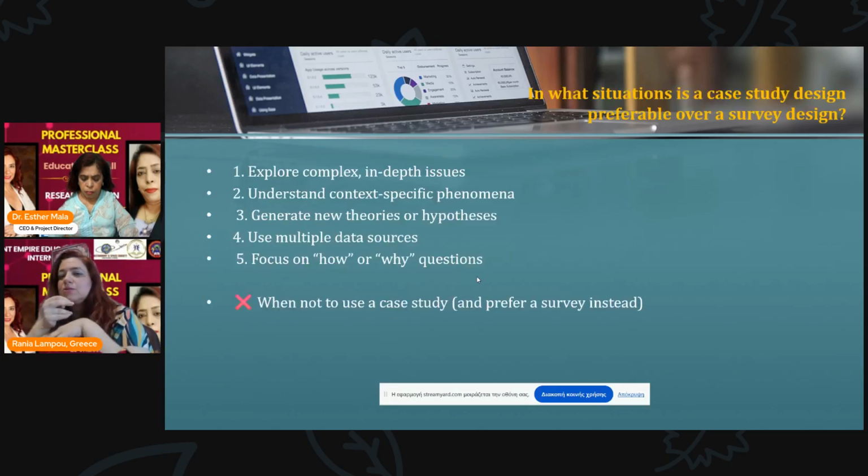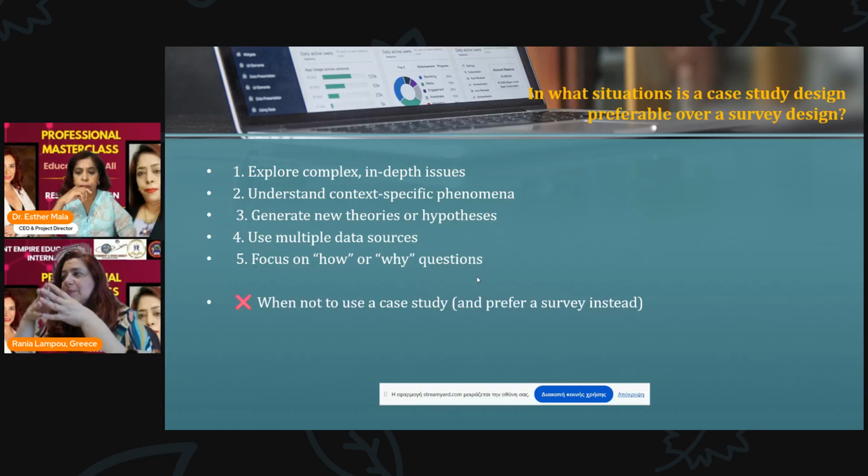Now, in what situations is, for example, I'll give the example of a case study, design preferable over survey design. A case study design is preferable when the goal is to explore complex, in-depth issues, when you need a deep, detailed understanding of a single case, for example, of a school, of an organization, of a program, of an individual, studying, for instance, how one school successfully implements inclusive education policies. Then we will need a case study.